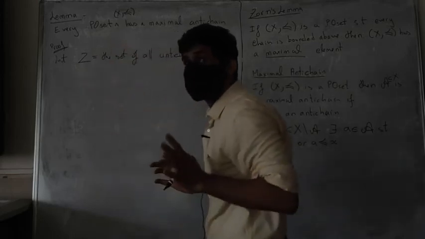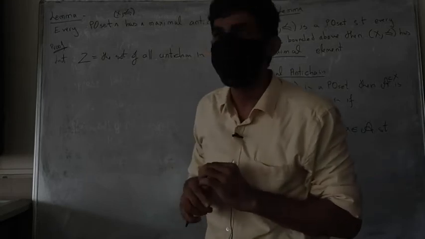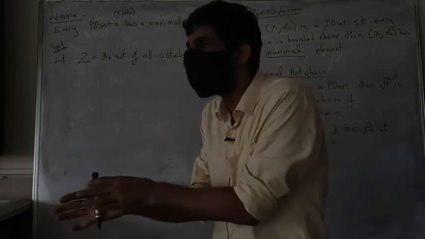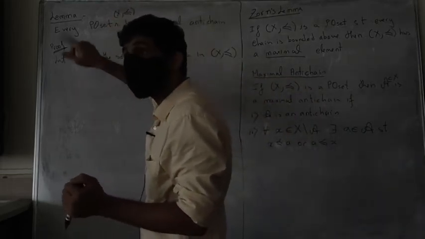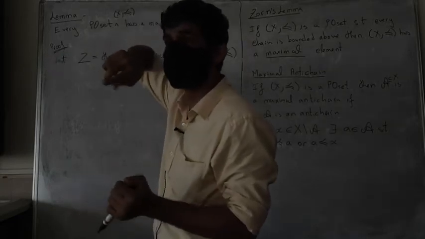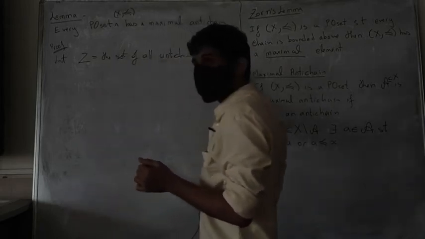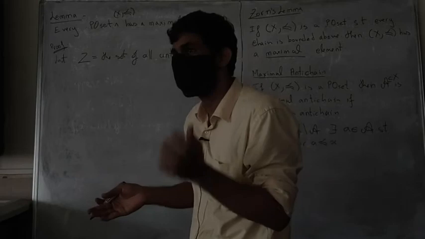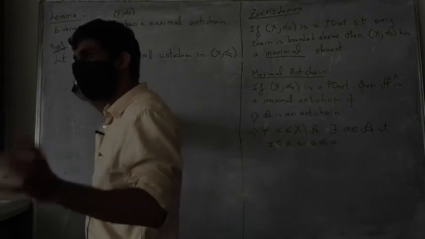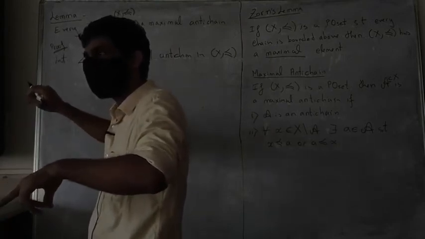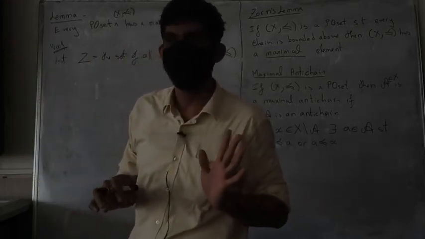So is this going to be a subset of X? What are anti-chains of X? They are subsets of X, right? So this contains some subsets of X. So this is going to be a subset of the power set of X, right? Make sense? This is the set of all anti-chains, and anti-chains are subsets of X. So I can use the same order relation which I use on the power set of X, that is containment.